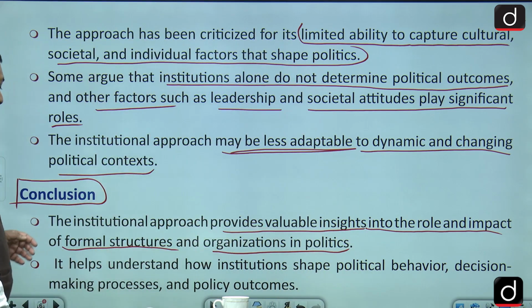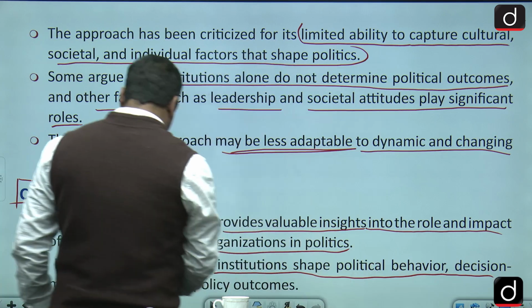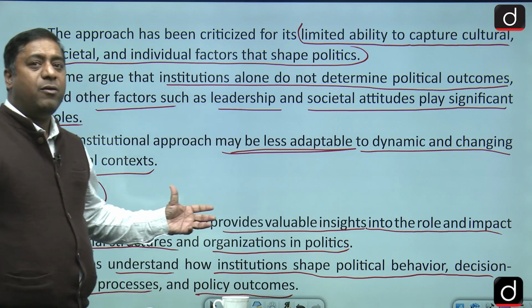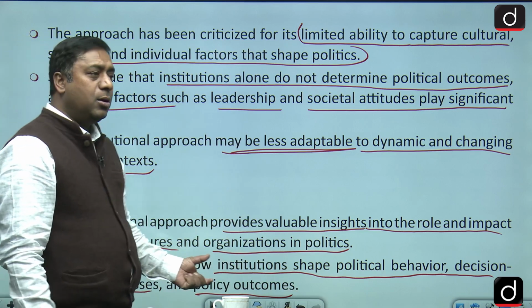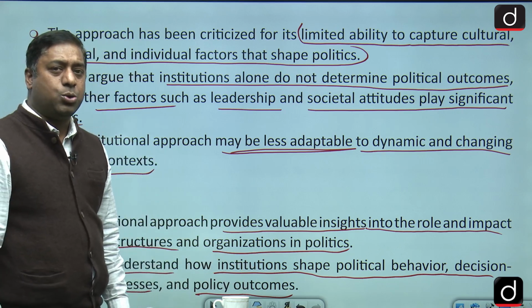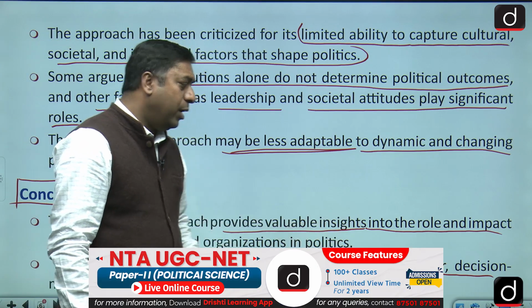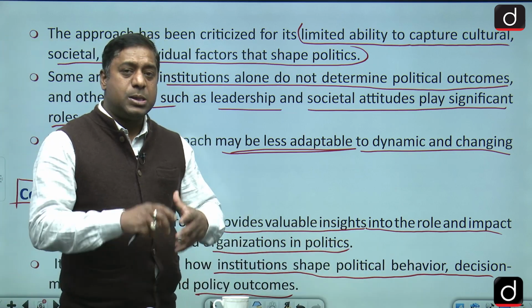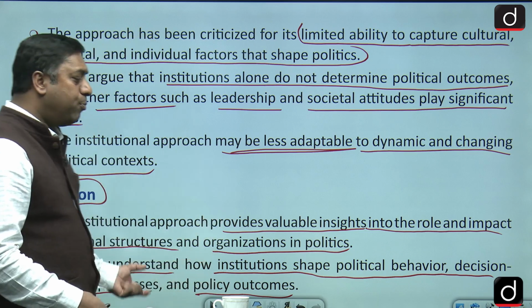Number one. Number two, it helps us to understand how institutions shape political behavior, decision making processes and policy outcomes. That is, the second conclusion is that with this approach we are able to understand the role of institutions. What are the various roles of the political institution? The political institution helps to shape political behavior. It helps in the decision making process as well as in the policy outcome. So this is the role. It helps in shaping political behavior, decision making and political outcome.